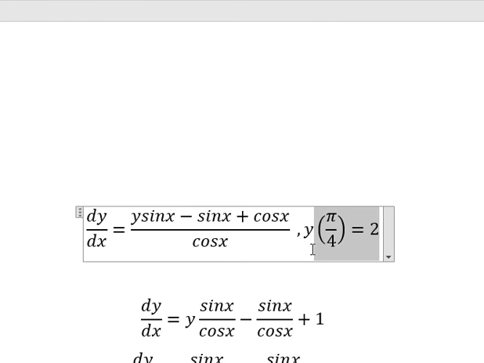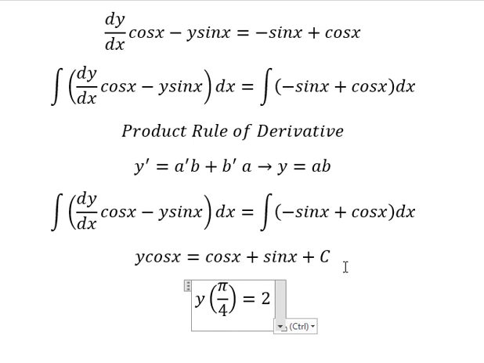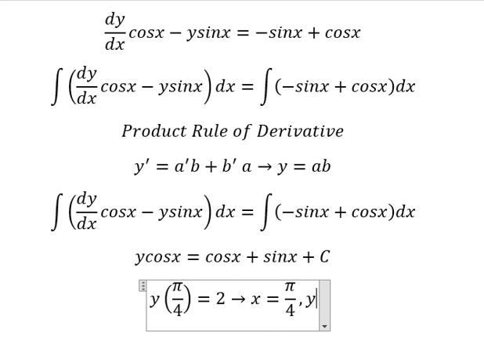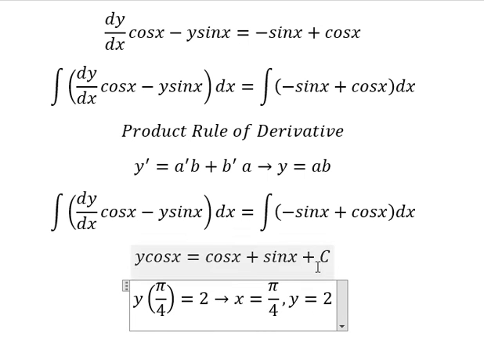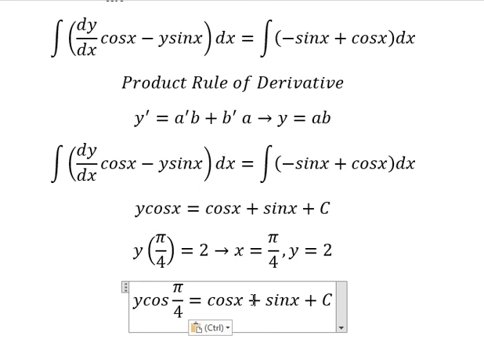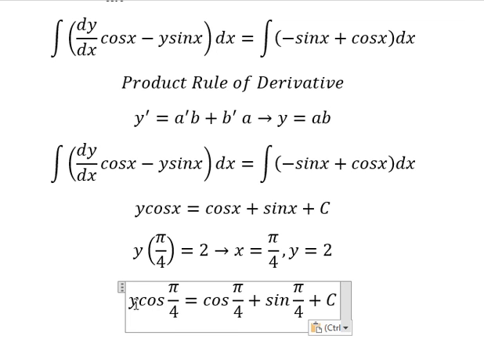Now we have the condition in here. That means when s equals pi over 4, y equals number 2. So we put this one to find the value of c. So I will put this one go here, here, and here. Number 2, I will put this one go here.